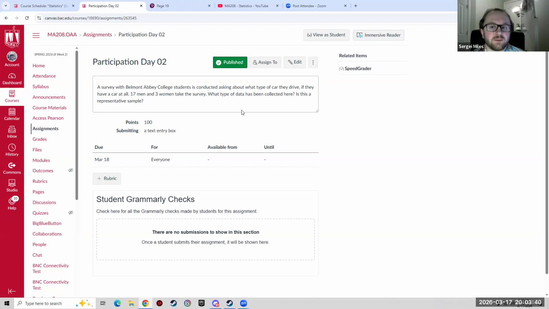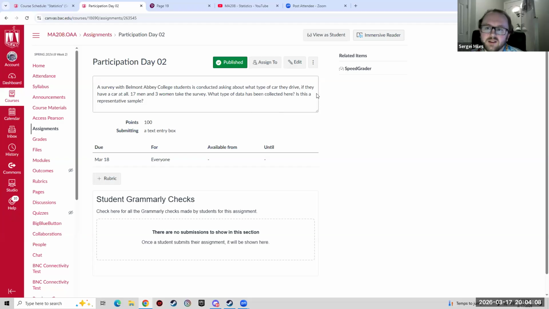First, what type of data has been collected here? Well, we're asking about what type of car, the car brand. Is it a Ford? Is it a Toyota? Is it a Chevy? Whatever it is. This is qualitative data or categorical data. Same thing, right? Qualitative, categorical, same word. This is non-numerical, right? This is qualitative.